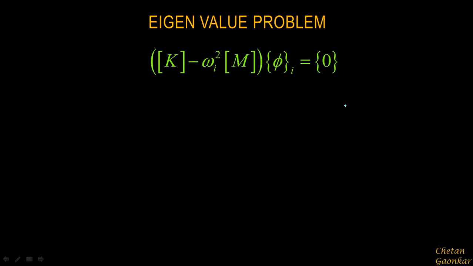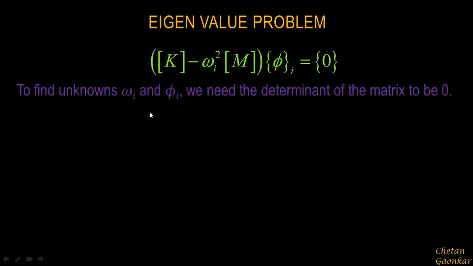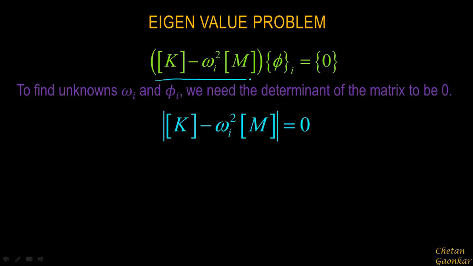All right, so this is what I said: we now want to find omega i and phi i. In that case, if I want to avoid the trivial solution, the only way to proceed is to say that the determinant of this part should be equal to 0, because phi i equal to 0 will just give us the trivial solution.